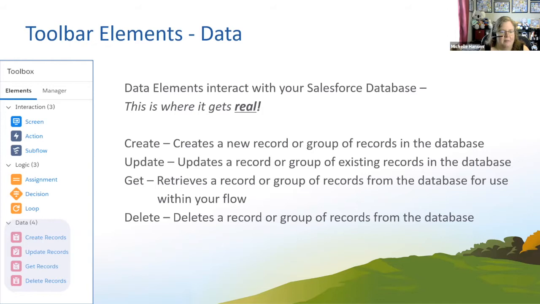Unless we're talking about a before save record triggered flow, or a record triggered flow that is optimized for field updates. But even that, they're moving to using update records for consistency. So really, when you put pink on the canvas is when it gets real. This is when you're putting stuff back in the database, or you're getting stuff out of the database, or more importantly, you're deleting stuff from your database. And let me tell you, it's real.